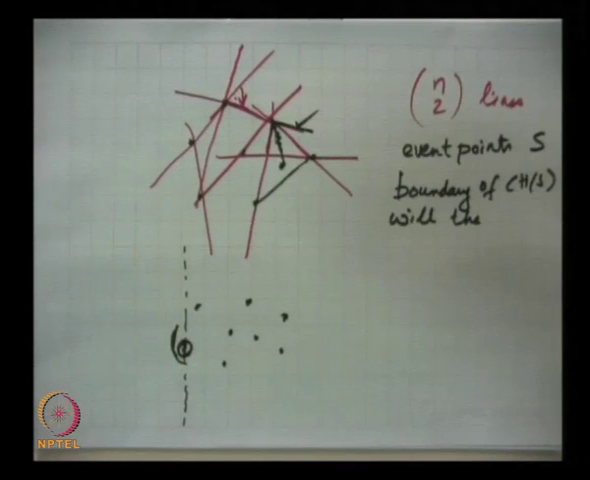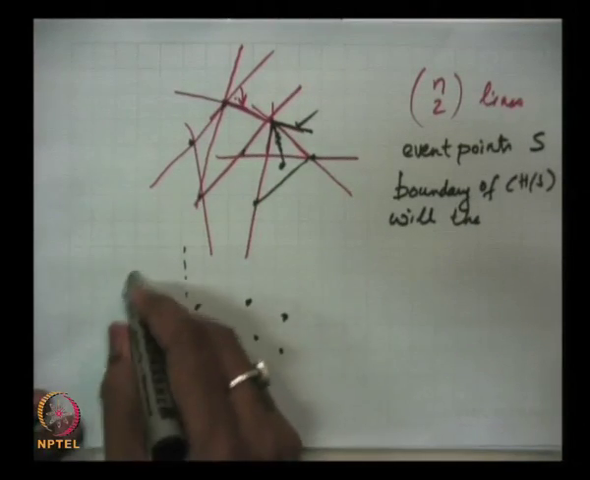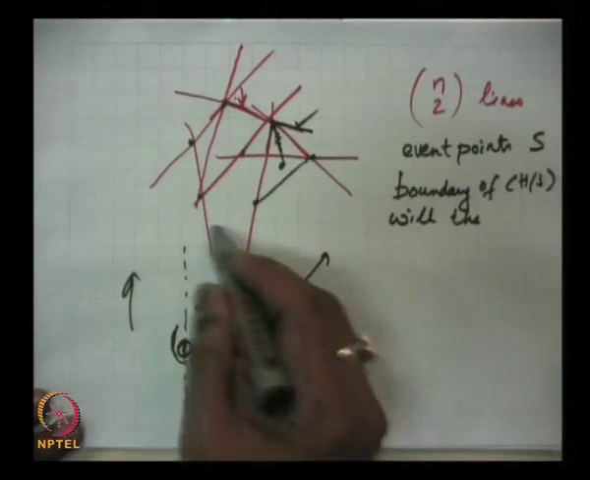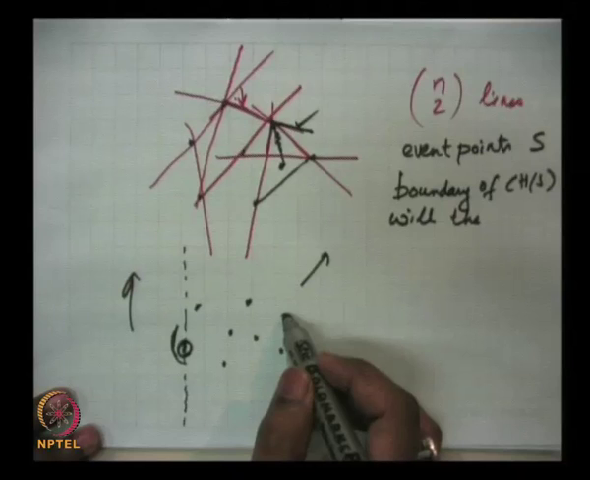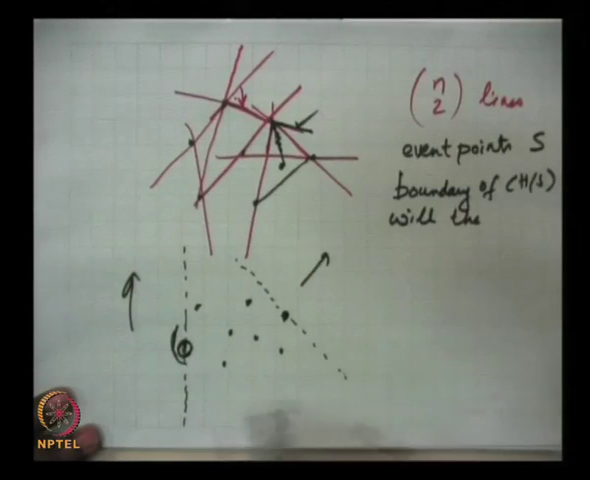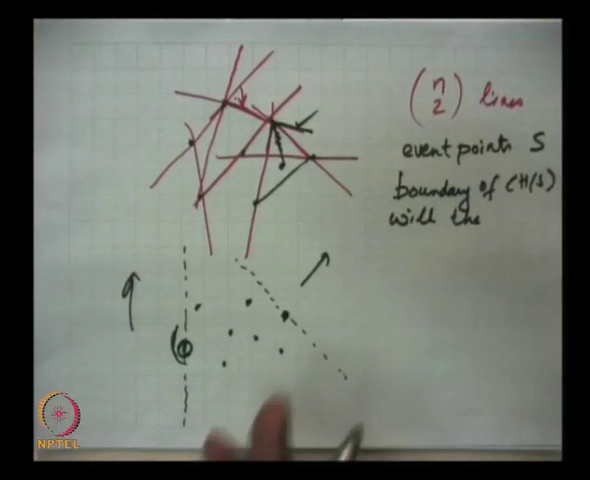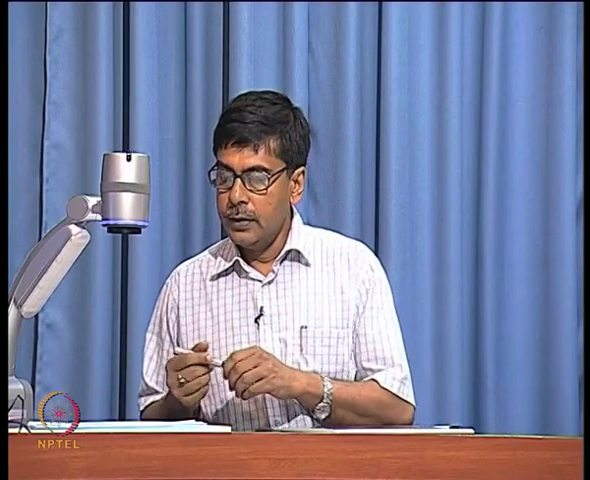Whichever orientation you choose, this orientation or that orientation, along any orientation you can very easily see that this point must be a boundary point, because along that orientation this is the rightmost, an extreme point. So an extreme point or boundary point can always support a tangent, because you can draw a line through it so that the remaining points are to one side of it.